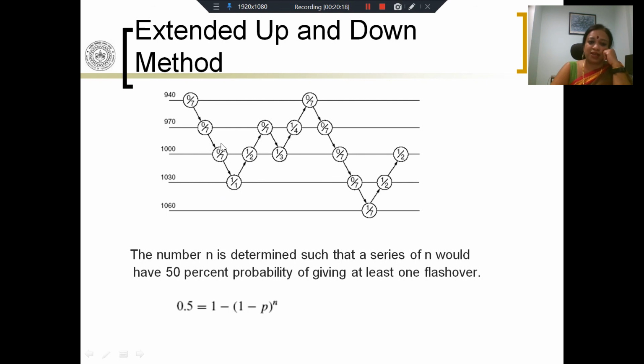In this case, you had 7 shots and no failure. Now when you apply, the first shot is withstood, the second shot fails. So 1 out of 2. As soon as there is failure, you go down. But at 970, there is no failure. So again, you come up. So the idea is that if there are no breakdowns, you apply all the 7 shots. Whenever there is breakdown, you reduce the voltage.